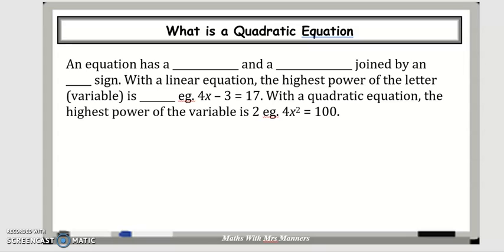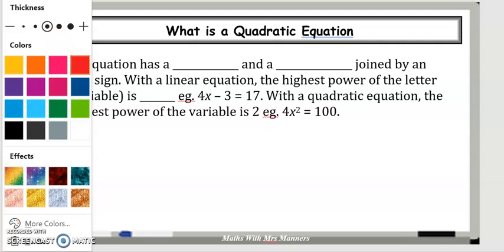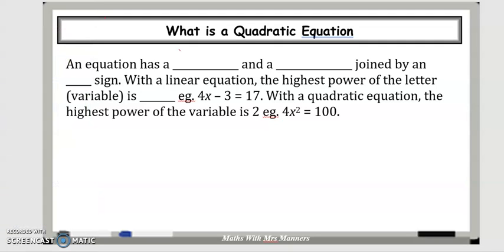What you first need to know is really what an equation is. So you've got to be able to understand, if it's just an equation, what am I looking for in the first place? Well, an equation has a left-hand side and it also has a right-hand side, and they are joined by an equal sign.